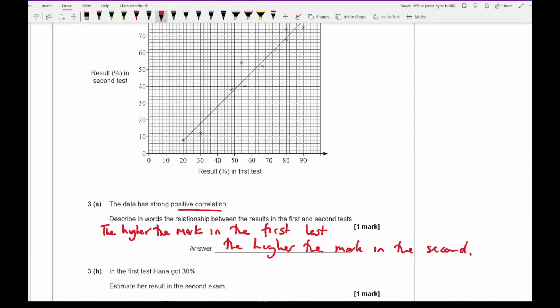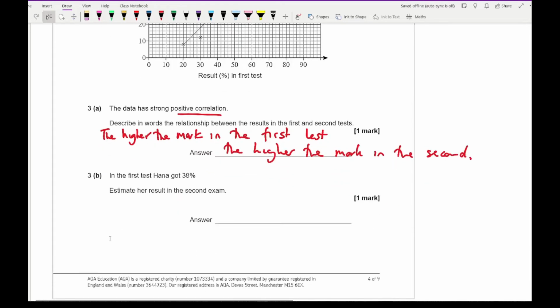So here you do not want to talk about correlation because it's already mentioned correlation. Here you want to talk about the actual relationship. So here you could even go the opposite. So you could say the lower the mark in the first test, the lower the mark in second. I wouldn't say go along and say the similar results because they might not be. Basically, it's just an increase in one equals an increase in the other.